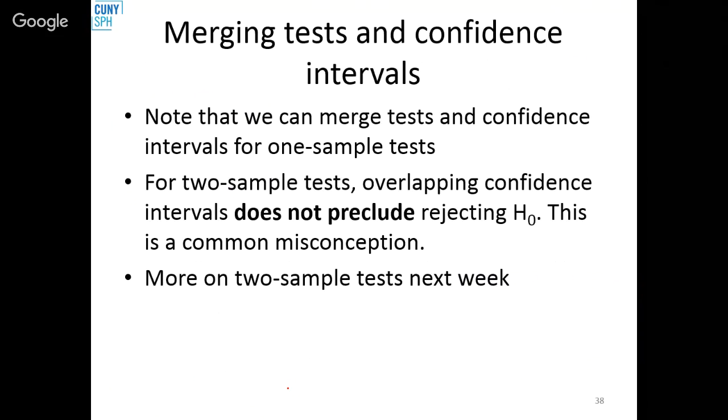That is a common misconception that I want to make sure that you do not make. So if you have two samples, you cannot just construct two confidence intervals and see whether they overlap. In fact, what you can do is construct one confidence interval for the difference in the means of those two samples. And that you can use for a hypothesis test. But we will get to that next week.